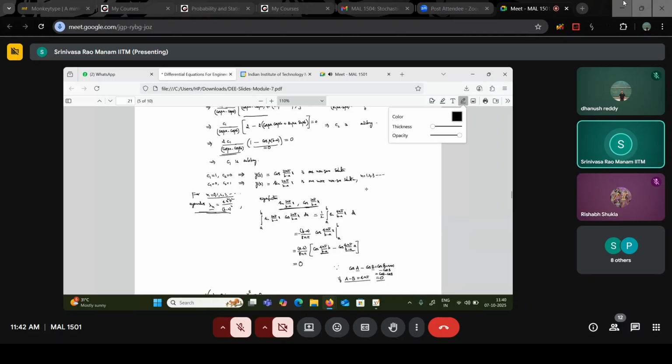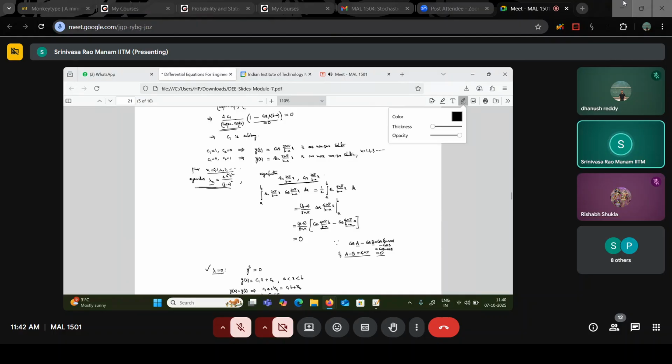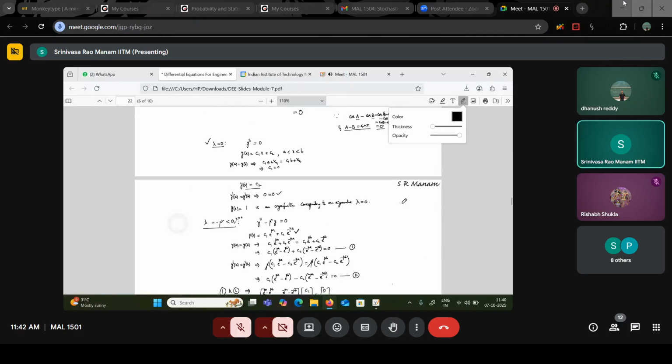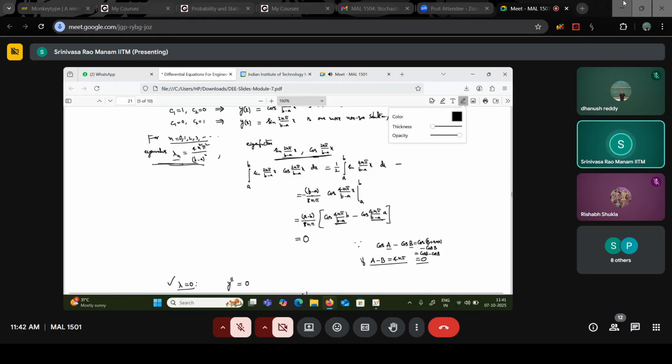Okay, so these are your eigenfunctions. You can see these eigenfunctions are actually orthogonal, because they are different. They are already orthogonal. That's what this calculation tells you. This calculation shows that sine and cosine, these two functions, are already orthogonal. If they were not orthogonal, you would have to use the Gram-Schmidt process. But they are already orthogonal.